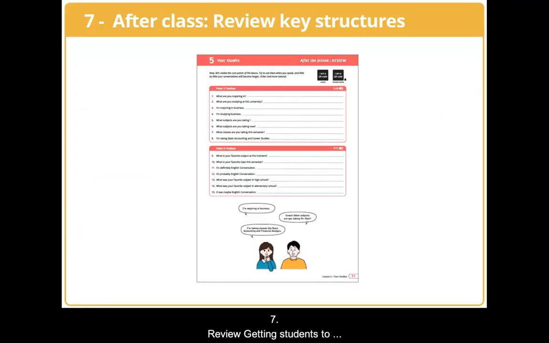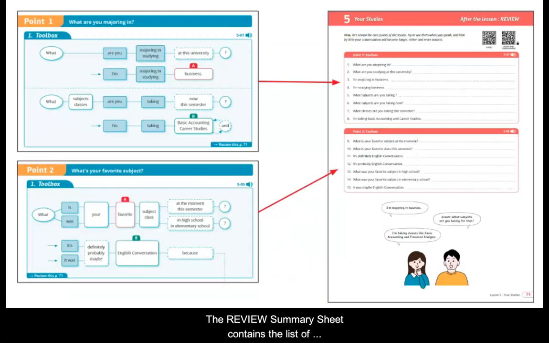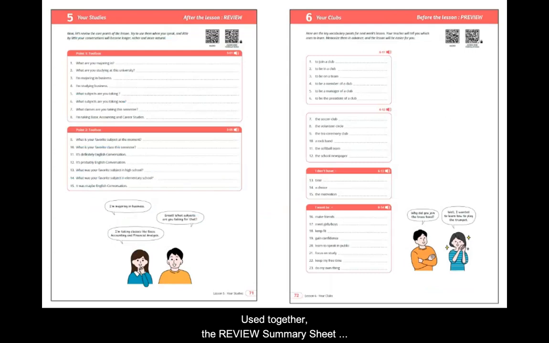Review. Getting students to review key sentences between classes is vital to their progress, but not always easy to do. The review summary sheet contains the list of sentences that students have learned in the Point 1 and Point 2 toolboxes. Used together, the review summary sheet of the previous lesson and the preview summary sheet of the next lesson are powerful tools to encourage students to do some meaningful study between classes.